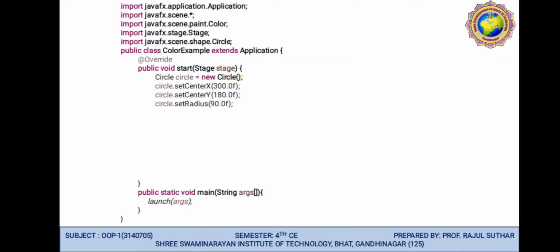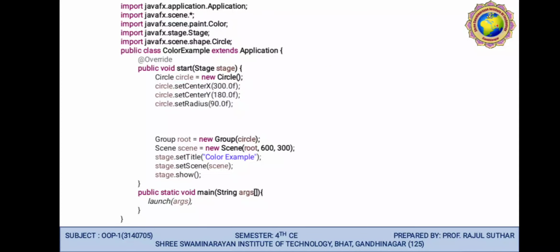Circle.setCenter, the circle requires one center point, the x and y coordinate, that is where we are drawing the circle from a particular location. And what is the radius? So radius is nothing but the distance from the center point to the outer line. It is the value 90. So in this program the output will display a radius from center 300 to 90.